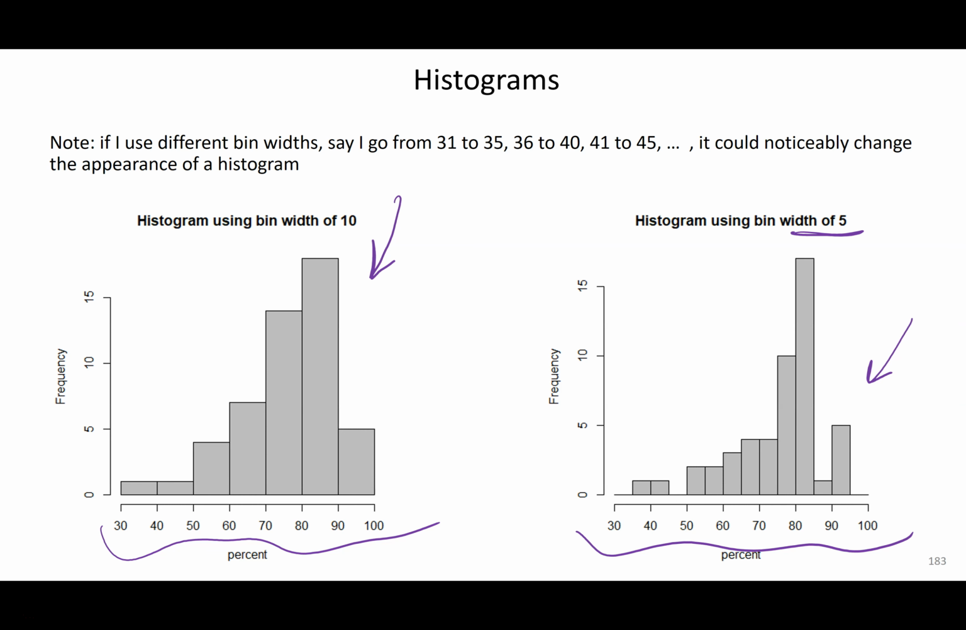You don't want to use a bin width that's so big that it's like one big rectangle. If you make your bin width too wide, there are too few bins, there's only one bar. It's horrible.